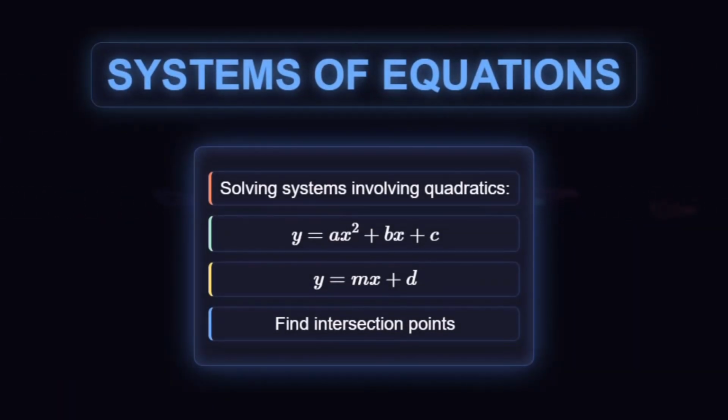Systems of equations involve solving simultaneously. For example, y equals ax squared plus bx plus c and y equals mx plus d. Setting them equal gives ax squared plus bx plus c equals mx plus d, which we rearrange to standard form and solve with our quadratic techniques.